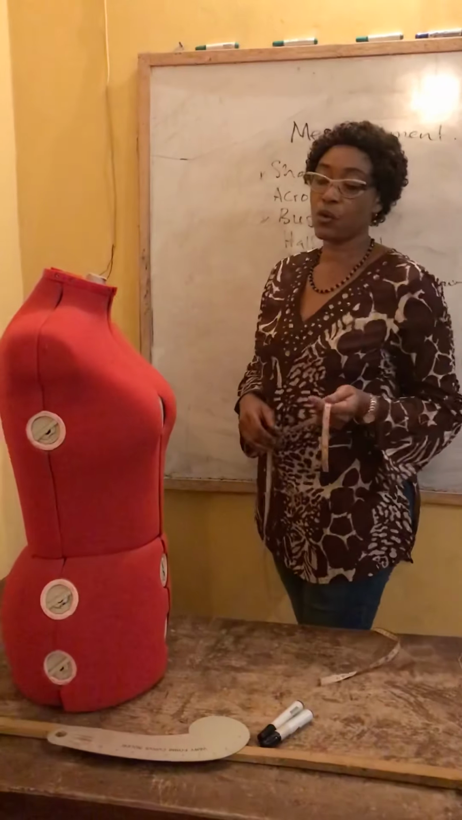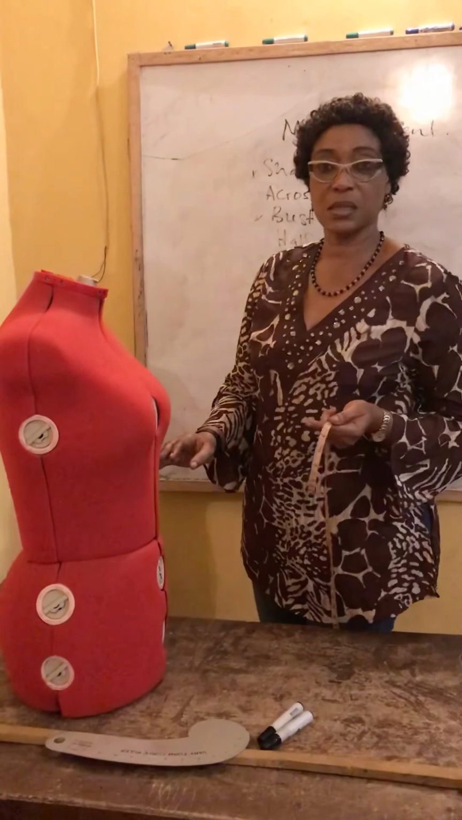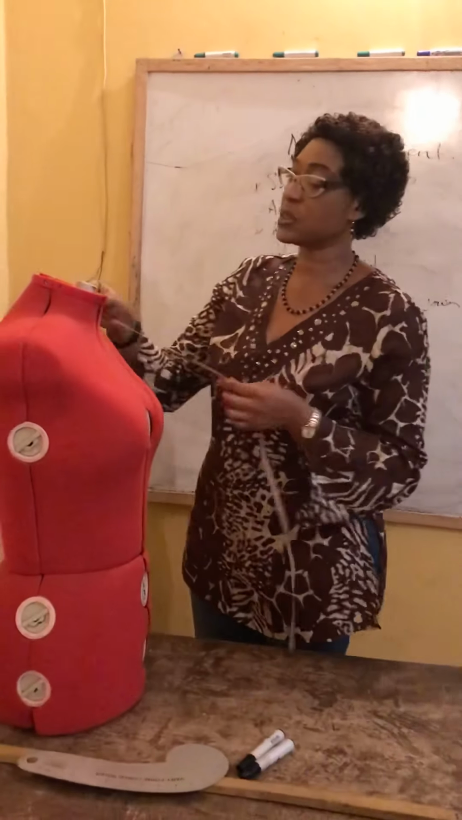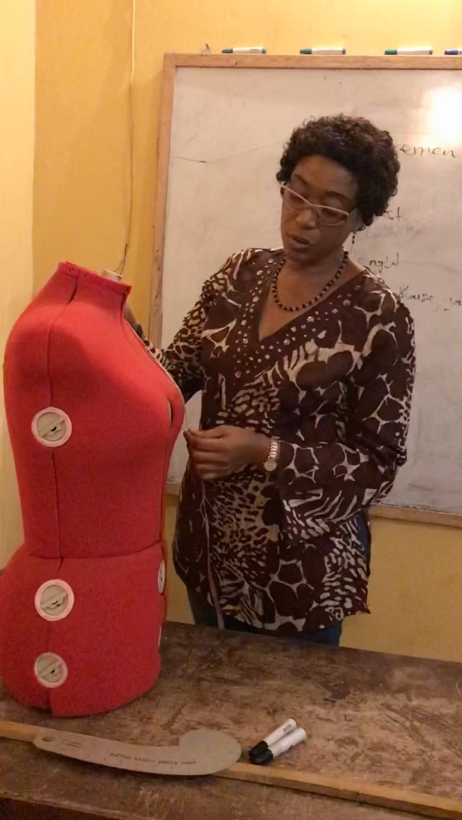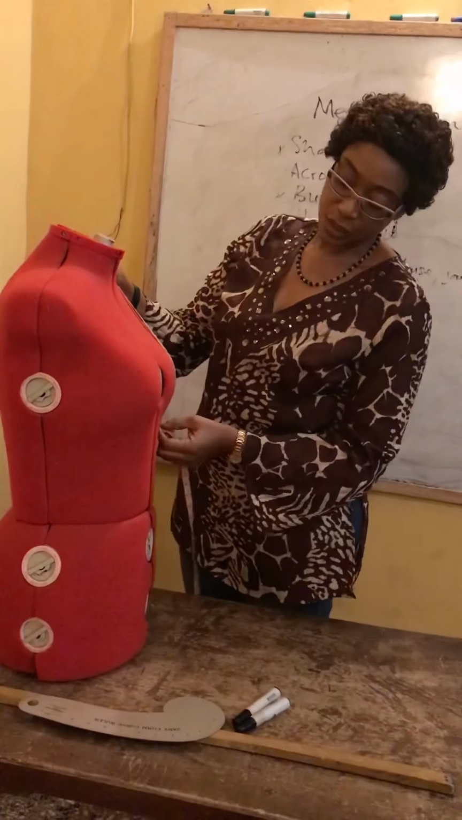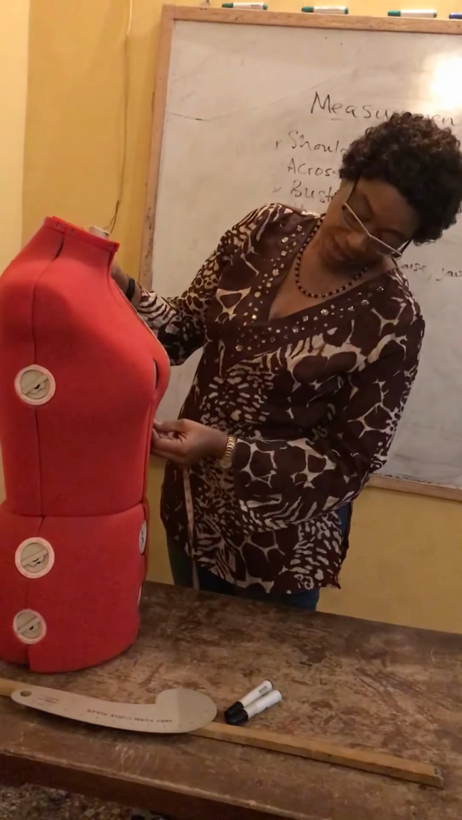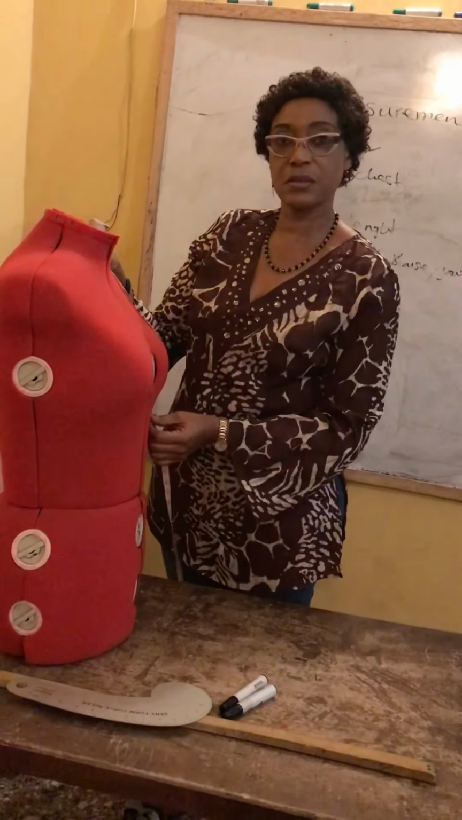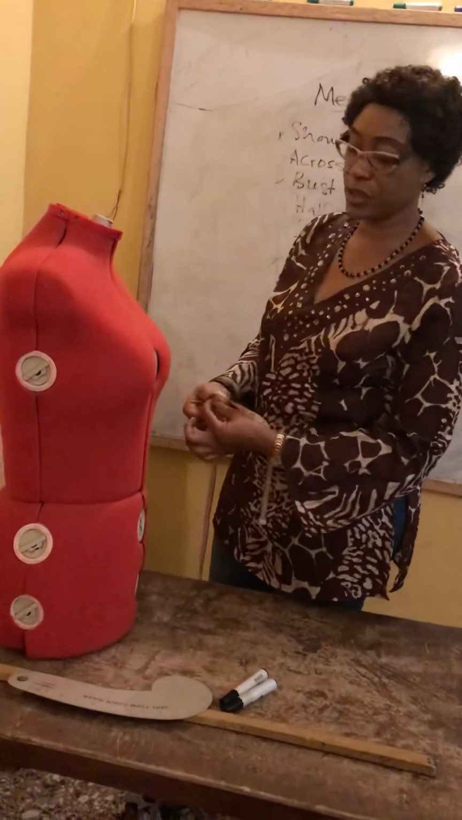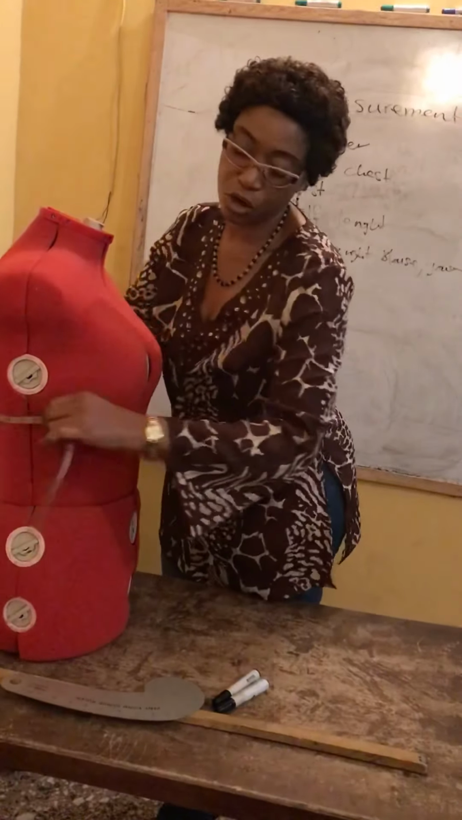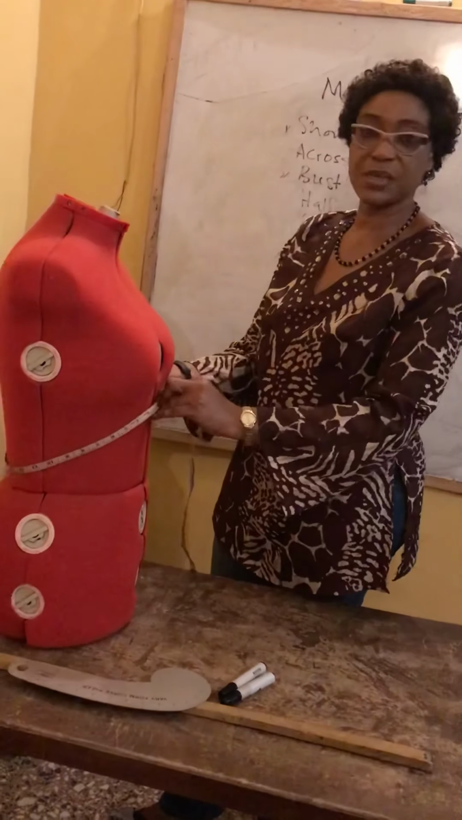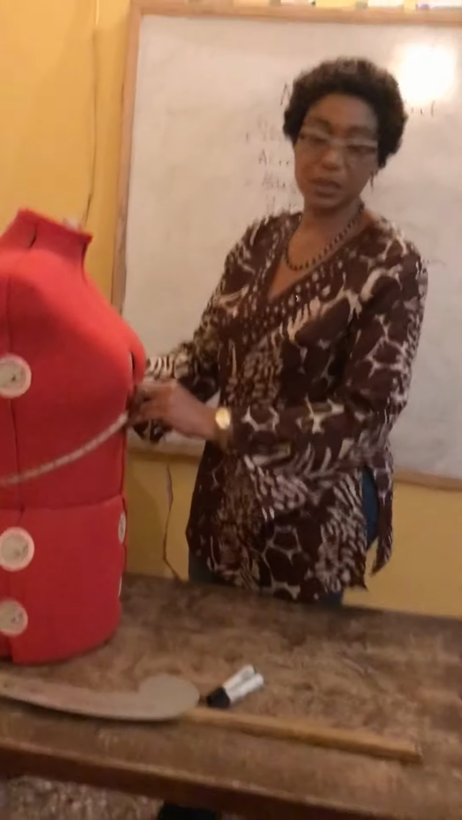Now, we can also have the underbust depending on the design we are having. So how do we get the underbust? We are going to place our tape rule from the shoulder, even though it's not written on the board, from the shoulder to the underbust. The underbust I have here is 13 and a half. And then for me to have the round underbust, of course, I will take my tape rule all the way round. I have 35 for the underbust.